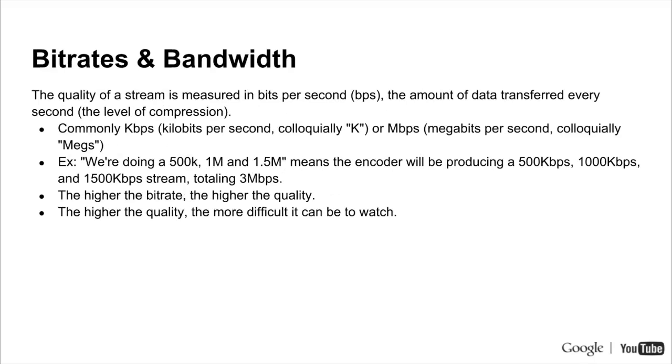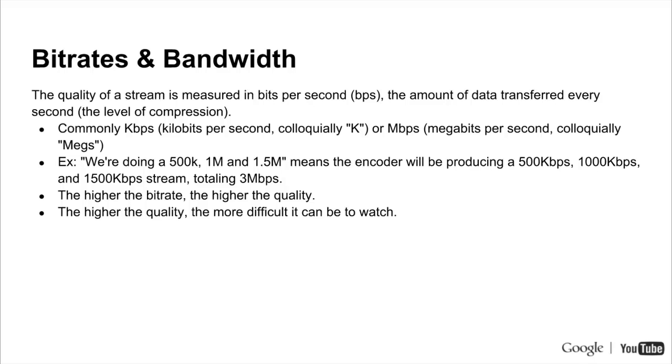One of the most important determinants as to the quality of your stream is the bitrate. The quality of stream is measured in bits per second, and that's the amount of data transferred every second. Most commonly you'll hear kilobits per second or megabits per second. You'll often hear people say megs or K. There's lots of different colloquialisms around that.